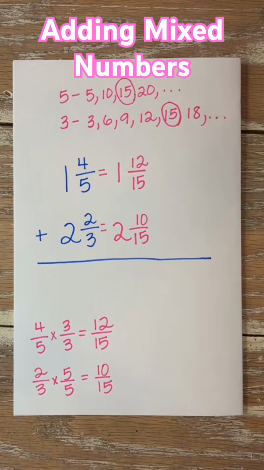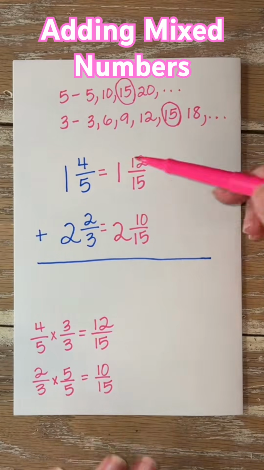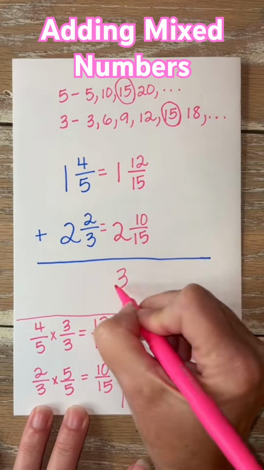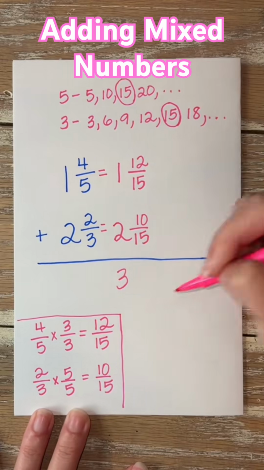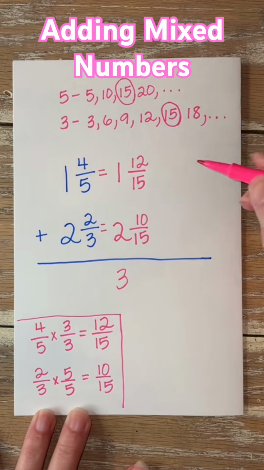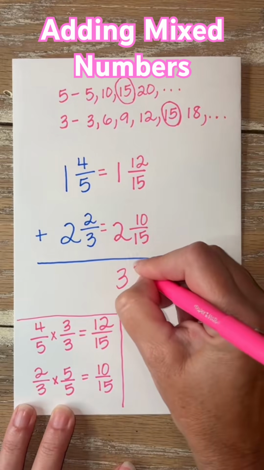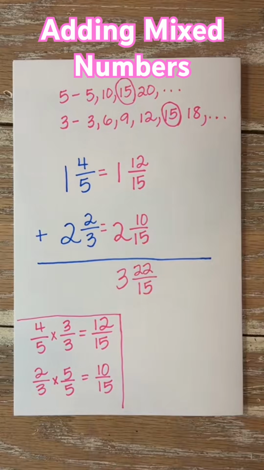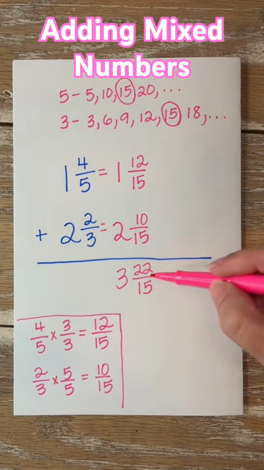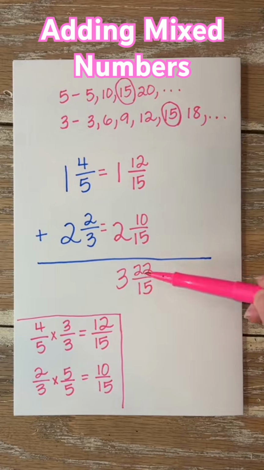All right, so now I have a common denominator. I'm going to add whole numbers to get 3. I'm going to add my numerators to see how many 15ths I have. I have 12/15 here and 10/15 here. 12 plus 10 is 22. So now I have 22/15. The 15 doesn't change. That's what we're adding. We're adding 15ths. But now 22/15 is larger than a whole.